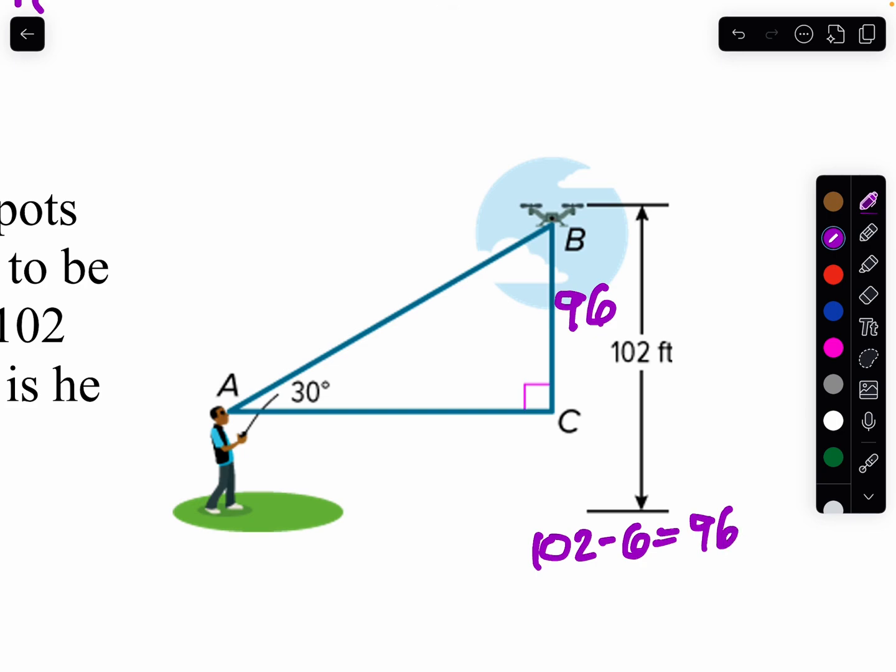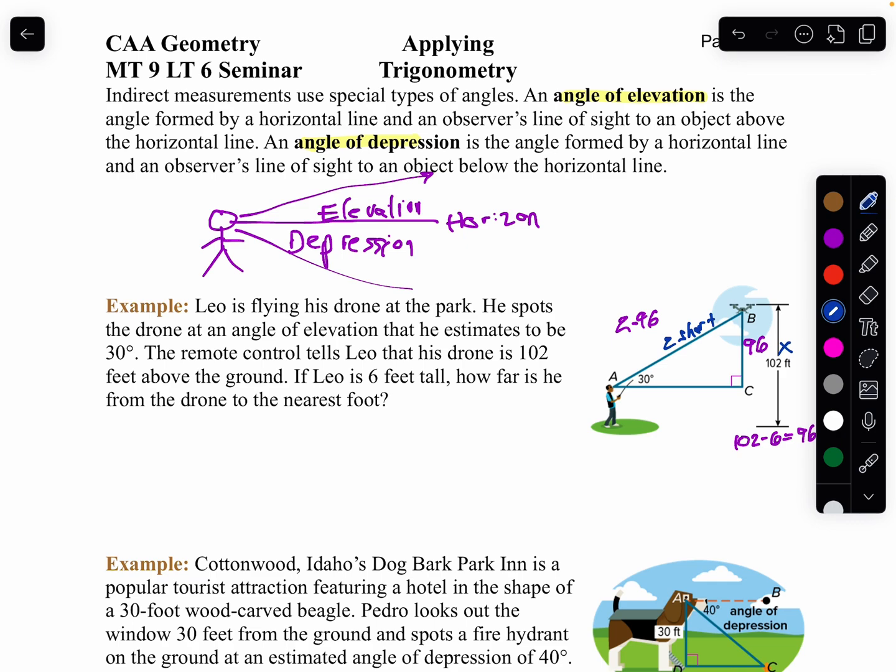Well, notice I've got a 30, 60, 90 triangle here. So my distance to the drone is going to be 2 times 96. Because it's a 30, 60, 90 triangle, the hypotenuse is 2 times your short leg. And my short leg is 96. So I take 2 times 96, we get 192. So I'd say Leo is 192 feet from the drone.